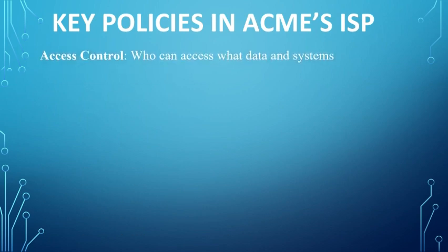So the first policy is going to be access control. Who can access what data and systems? Essentially, this is going to be kind of like access control lists. We're going to go over concepts such as zero trust architecture, least privilege, things of that nature, just to ensure that our employees and our coworkers only have access to things that they should have access to carry out their daily job functions and whatnot.